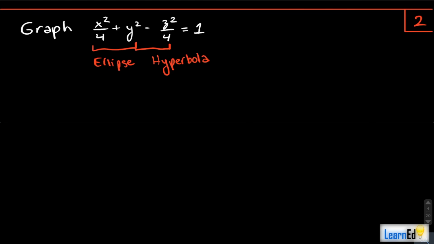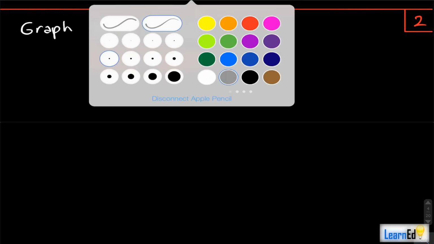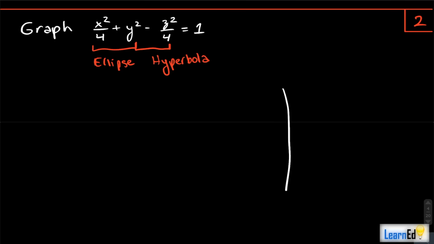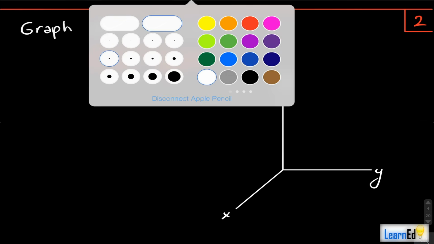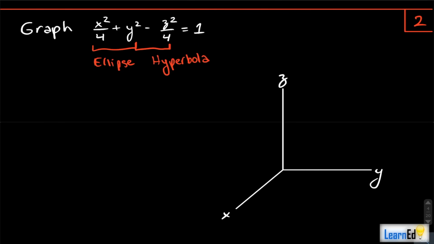Okay, so for these traces, before we get into that, I'm going to set up my axes. Okay, and there we go. We have x, y, and z. And I bet you guys wish you could do this on the final, right? Have perfectly straight axes.